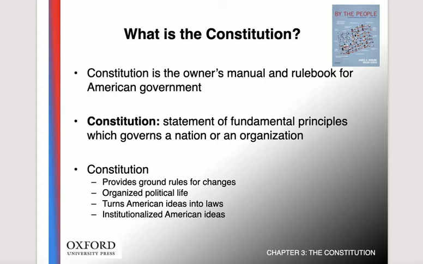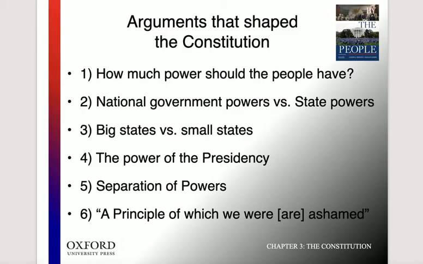So our Constitution is the owner's manual, a rule book for American government. It's a statement of our fundamental principles, which governs the nation and any organization. So it provides ground rules, organized political life, turned those American ideas we talked about into laws, and institutionalized American ideas. However, there were several challenges. We're going to talk about 6 of the main arguments that happened while they were trying to build the Constitution. So we'll start with the first one.